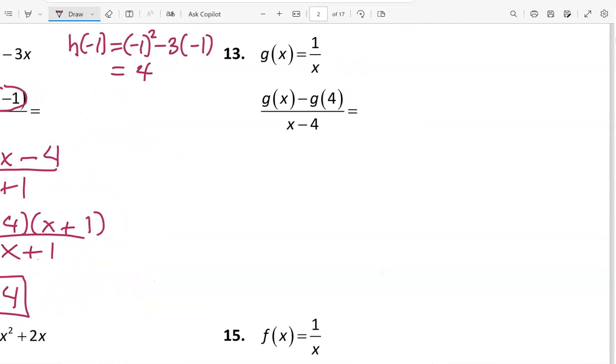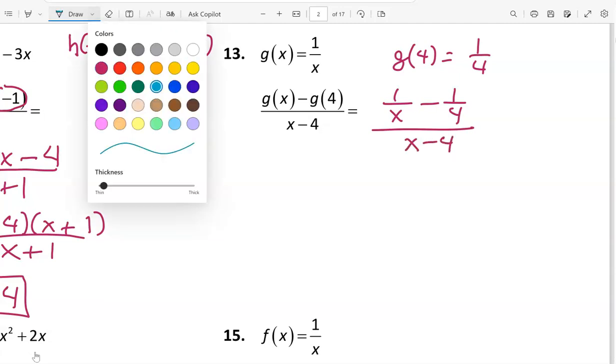In 13, we have a function g of x is 1 over x, and we're going to need the value of g of 4. G of 4 is 1/4. So g of x minus g of 4 over x minus 4 is 1 over x minus 1 over 4 divided by x minus 4.